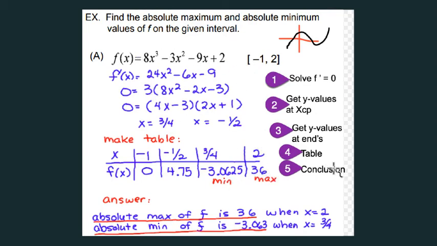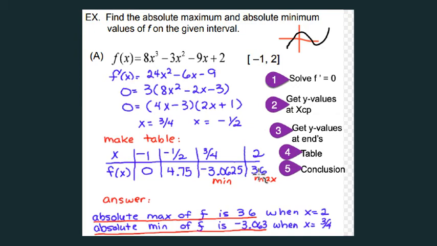Now what I do is I analyze my table. I go in and I identify where's the maximum, where's the minimum. 0, 4.75, negative 3.06, 36. It's pretty clear that my absolute minimum is negative 3.06. My absolute maximum is 36. Now I make a conclusion.